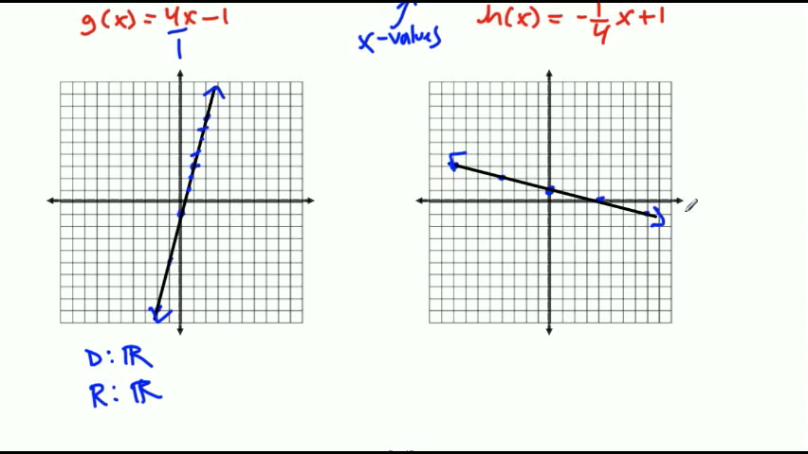And what is the domain and range? Well, really, every linear function is going to have the same domain and range. The domain will be all real numbers, and the range will be all real numbers. So that will always happen right there.